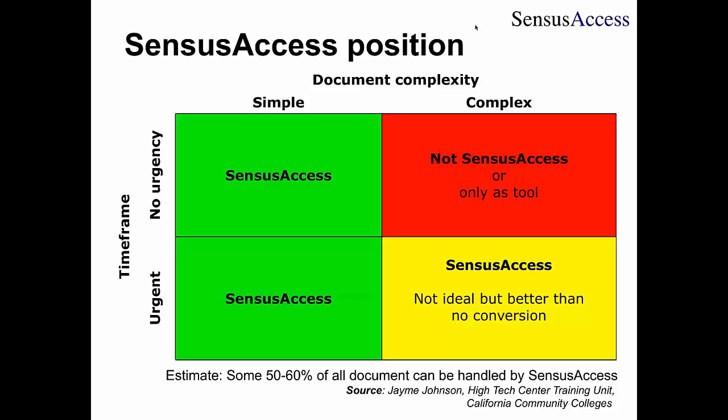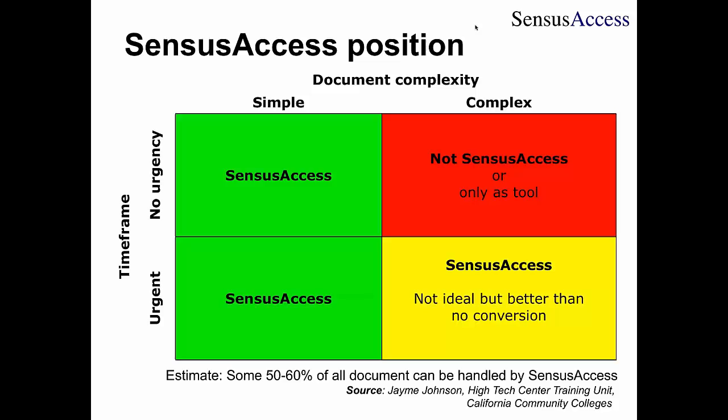conversion, but it will allow you to offload a sizable chunk of your alt-media conversions to students and to users themselves. The California Community College System has estimated that somewhere between 50 and 60% of all their documents can be handled automatically by the SensusAccess service, and those are the documents used within that particular system, which can be handled by the service with good results.